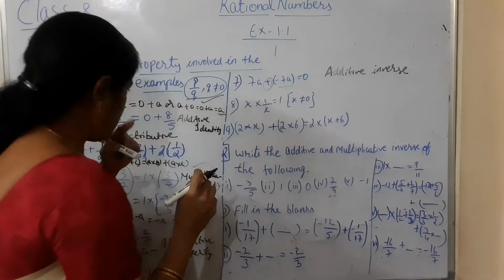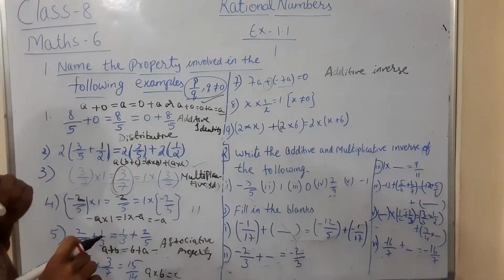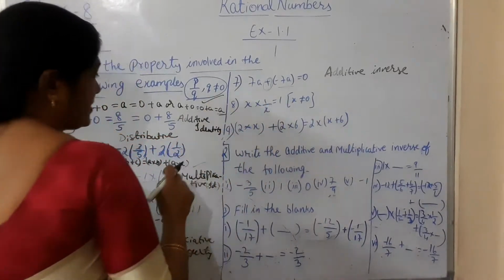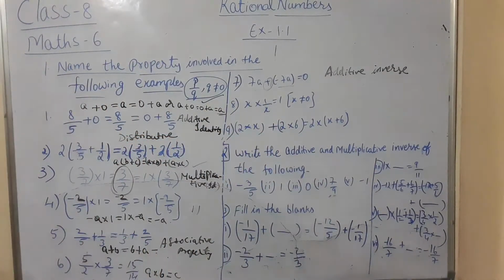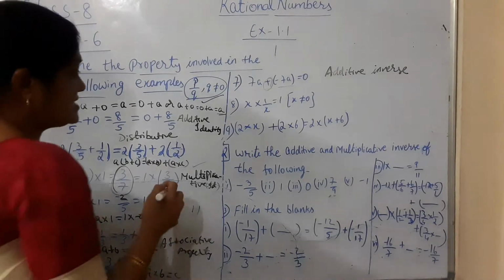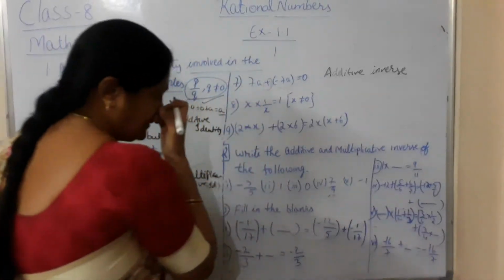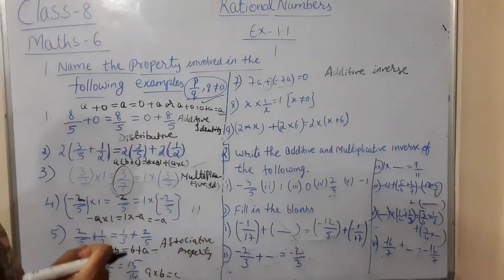Next one, x into 1 by x is equal to 1, where x is not equal to 0. The same condition applies for a rational number, where q is not equal to 0, and the same condition where x is not equal to 0. So what is the property that is satisfied? Yes, multiplicative identity. What is the multiplicative inverse?